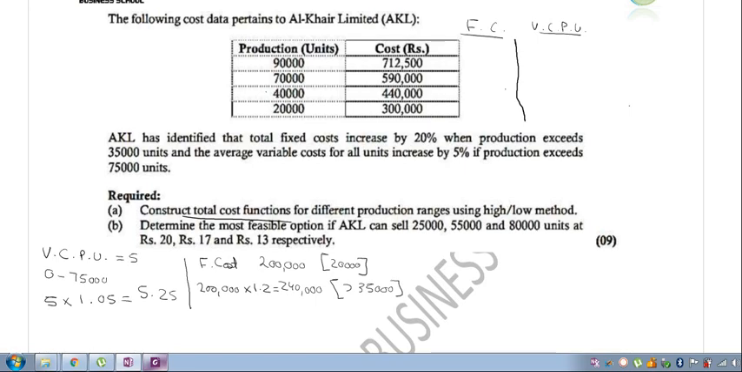Now I know that if I am producing less than 35,000 units, or my production does not exceed 35,000 units, my fixed cost will be 20,000. So if I actually draw a number line, I know that from 0 units to 35,000 units, my variable cost per unit will be 5 and my fixed cost will be 200,000.